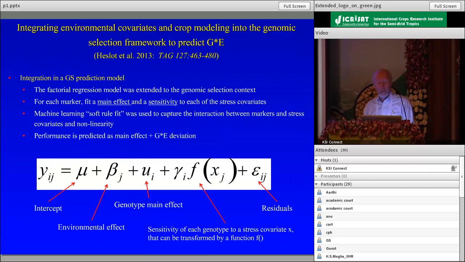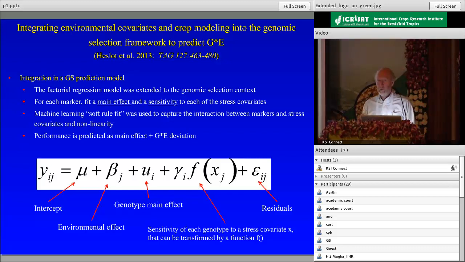So for the factorial regression model, for each marker we fit a main effect and a sensitivity to each of the stress covariates. We had a total of 101 different stress covariates. There are different ways of measuring abiotic stress, and I'll show you an example in a minute. We also used a machine learning algorithm called SoftRuleFit for trying to capture the interactions between the markers and the covariates. So for each marker, the performance was predicted as a main effect plus a G by E deviation.